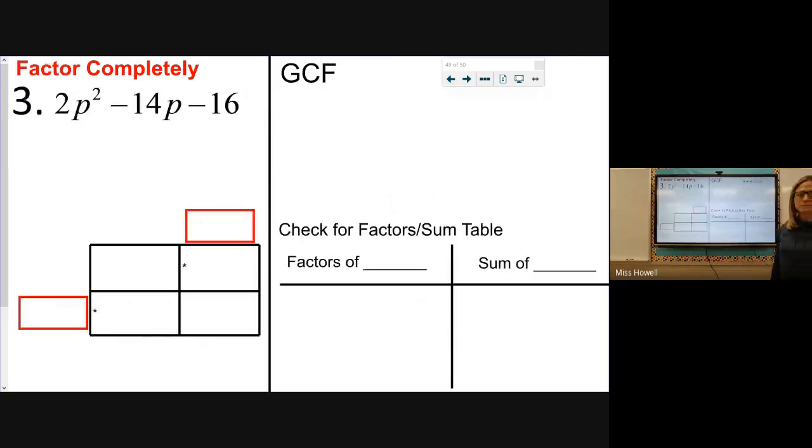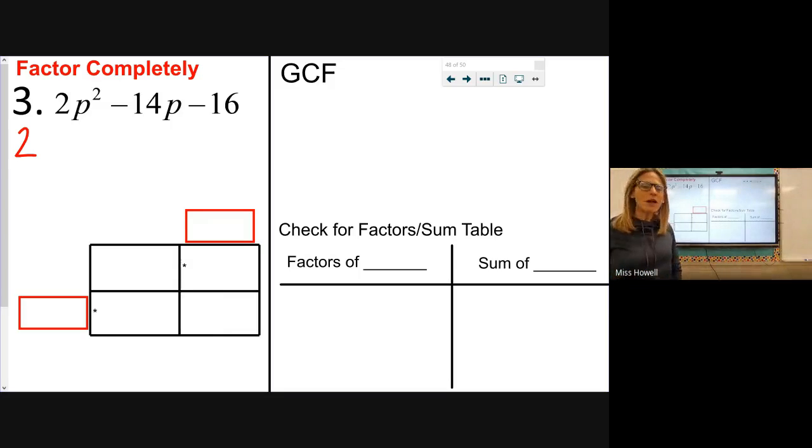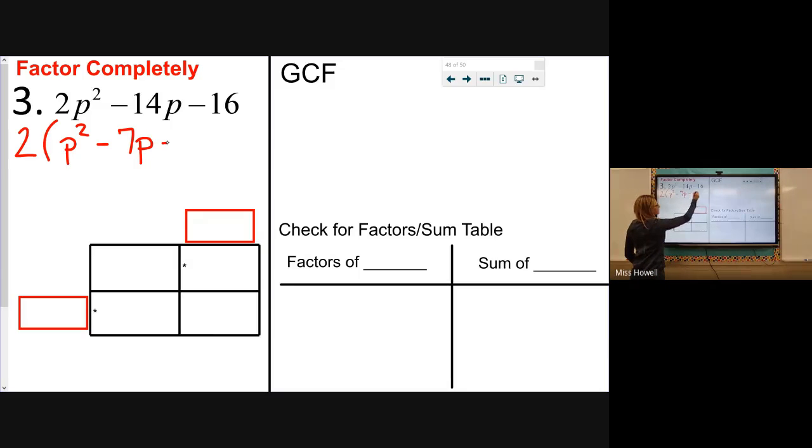All right, number 3. We have 2p squared minus 14p minus 16, and we want to factor it completely. All right, 2, negative 14, and negative 16 all share a common factor of 2. So pull that out. It's a GCF value. p squared, p, no p means they don't all have the variable p in common. So the only thing we're pulling out here is a 2. So 2p squared divided by 2 would give us p squared left over. Negative 14 divided by 2 would give us negative 7, still with a p left over. And this negative 16 divided by 2 would give us a negative 8 left over.